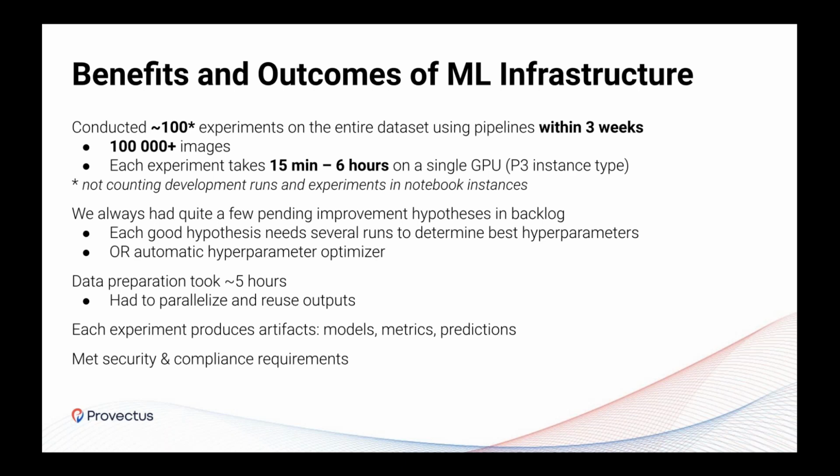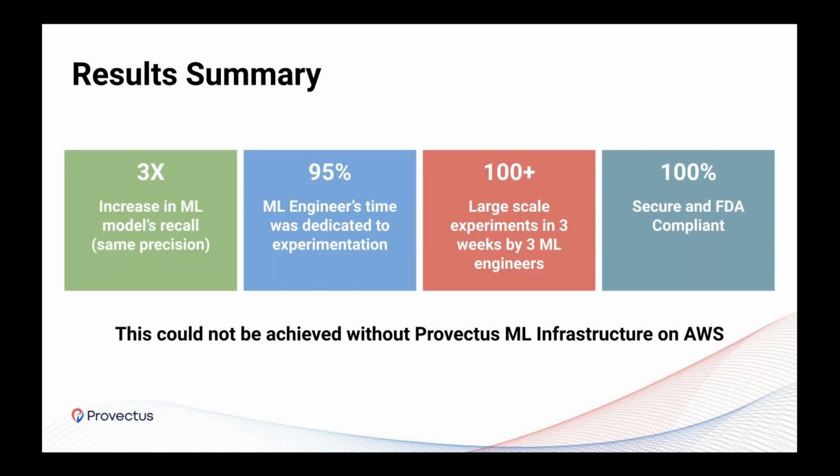Most of the full-scale experiments were run in a blind mode, where machine learning engineers work with metrics, reports, and logs without touching the actual images. That's quite important. This is the summary of the results and KPIs. We improved the recall of the original rule-based algorithm by 3x. One of the greatest achievements is that machine learning engineers were focused on modeling and experimentation rather than fighting with the infrastructure and data preparation.